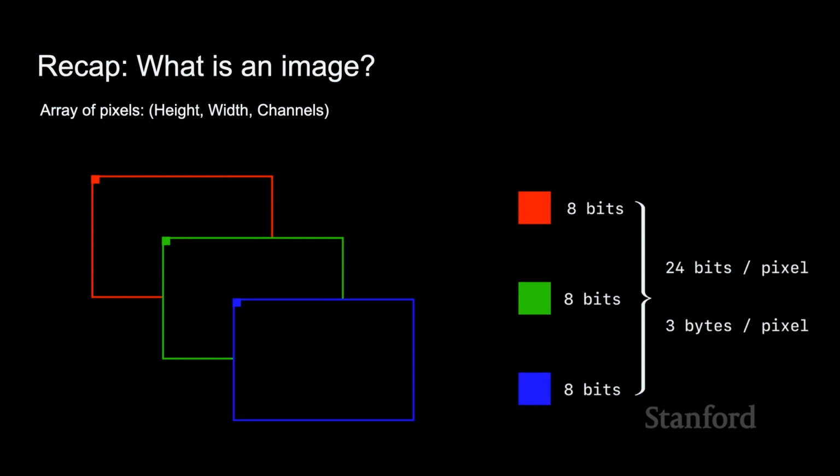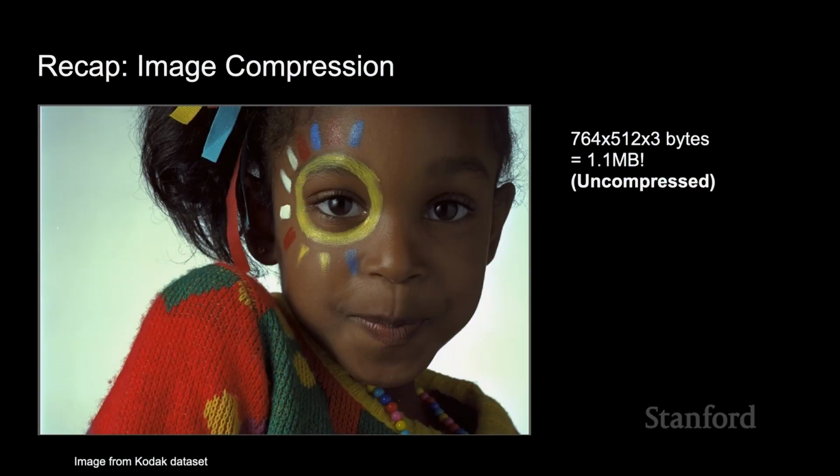So just a quick recap, what is an image, right? You have an array of pixels, which is height, width, and channels. And typically you'll store each of these values as 1 byte, or sometimes 10 bits or 12 bits, right? And then we looked at what happens when you do image compression.